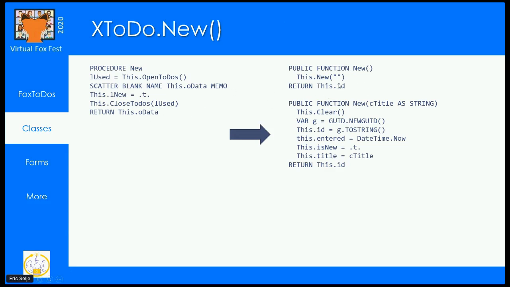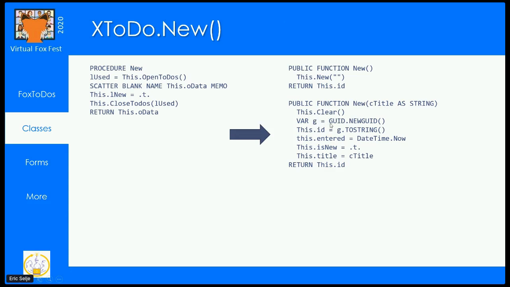Here, again, I've overloaded the new function. If I call the new function without a parameter, and the parameter is the title of the task, so if I create a new task and don't send in a title, it just creates a new task with no title. Otherwise, I have a title. I blank out my properties.